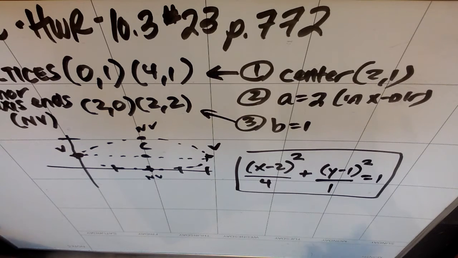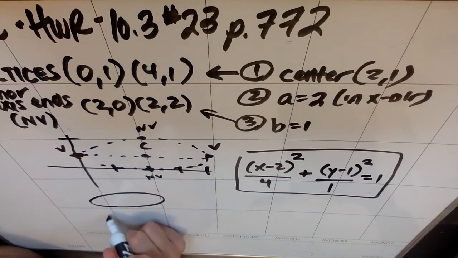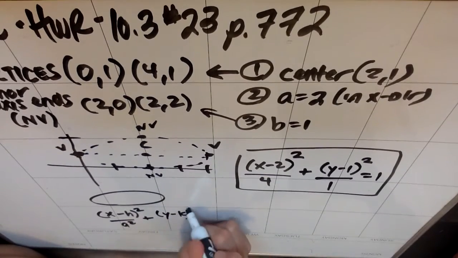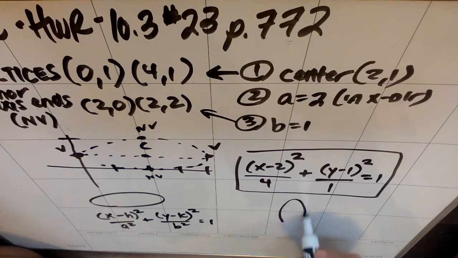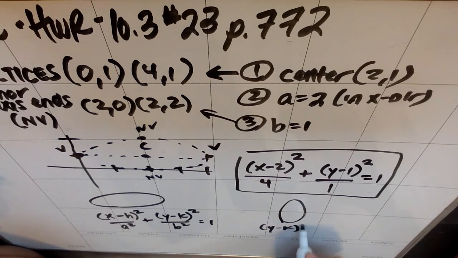So again, just a reminder, an ellipse that is longer this way is (x minus h) quantity squared over a squared plus (y minus k) squared over b squared equals 1, right? And an ellipse that is longer this way, like Hey Arnold, or Bert from Bert and Ernie, or Stewie Griffin, whatever, would be (y minus k) quantity squared over a squared plus (x minus h) quantity squared over b squared equals 1.